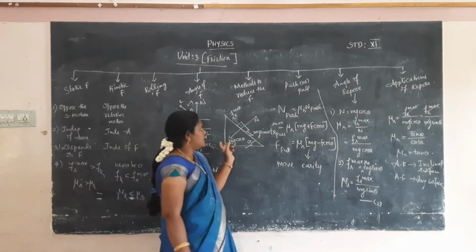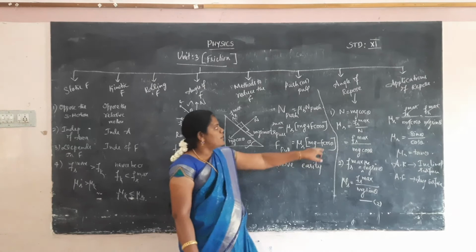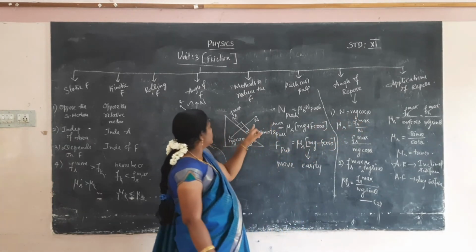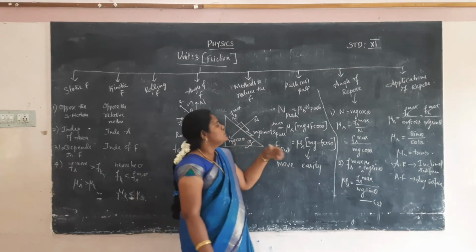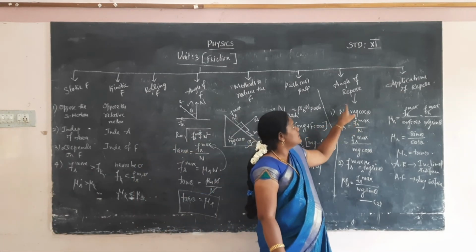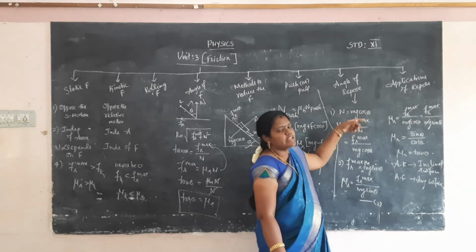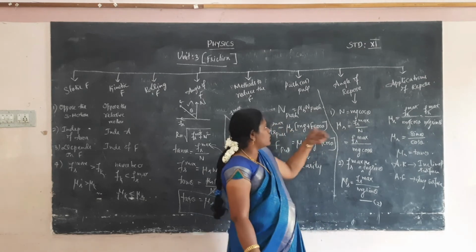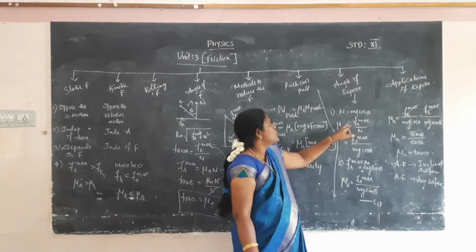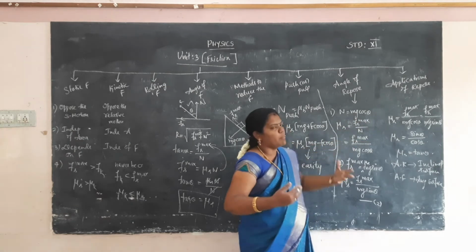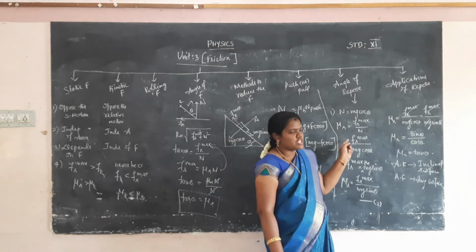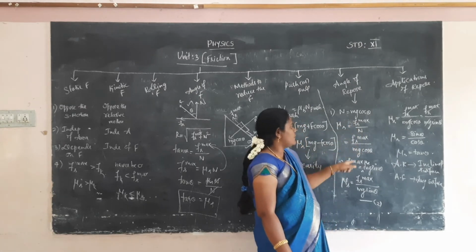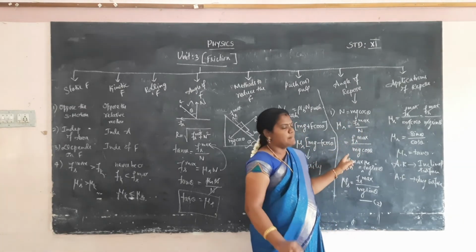In the first case, in the vertical direction, the normal force will be equal to the perpendicular component of the weight, mg cos theta. So the normal force will be equal to mg cos theta. The formula for the coefficient of static friction is mu s equal to Fs maximum by the normal force. So we substitute the normal force value: Fs maximum by mg cos theta.